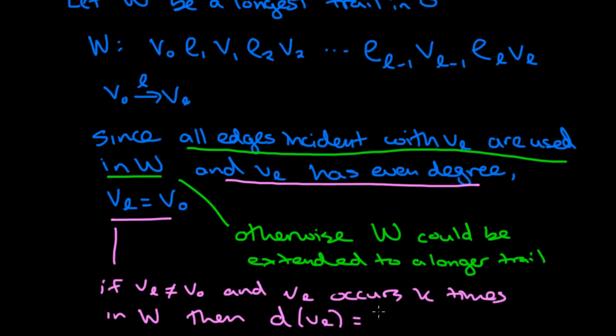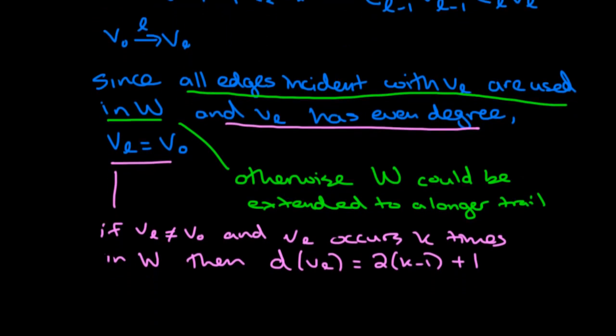every time W hits the vertex VL, we arrive and then we exit, and that happens for k minus 1 of the times that it's visited, but then it ends at VL, and this is a problem because this is going to turn out to be an odd number, and that's what happens if these two vertices are not identified. So that's why we know that these two vertices are in fact identified.